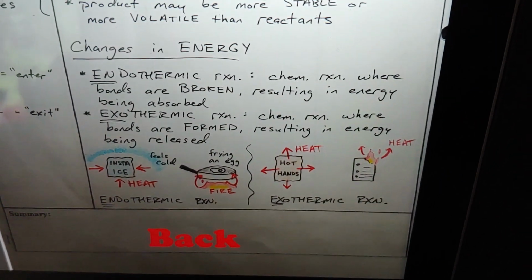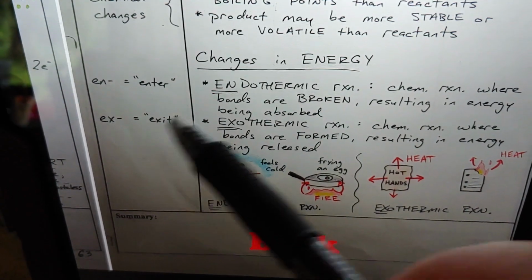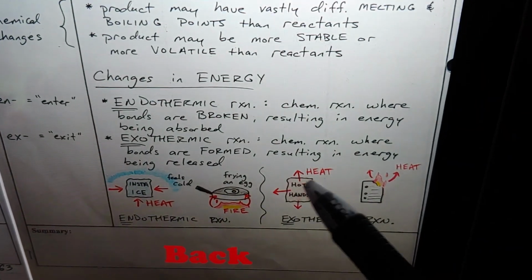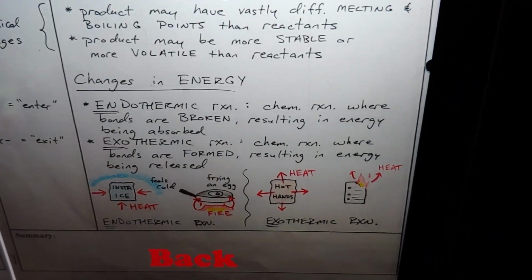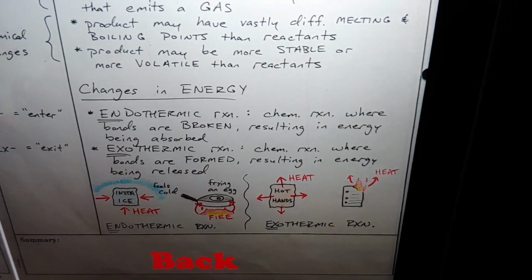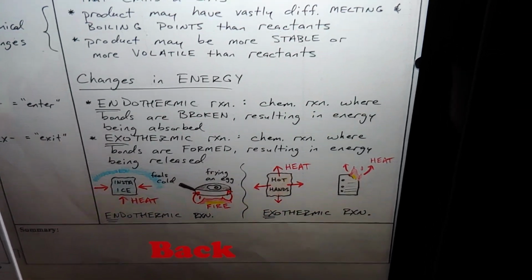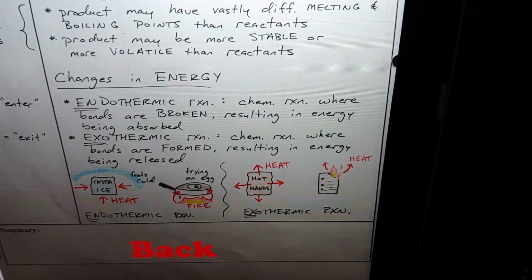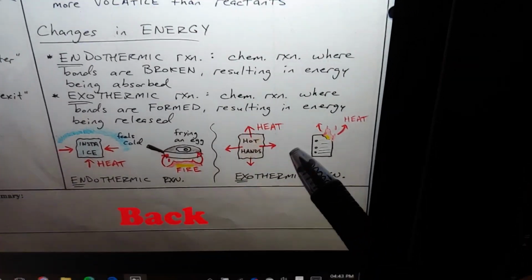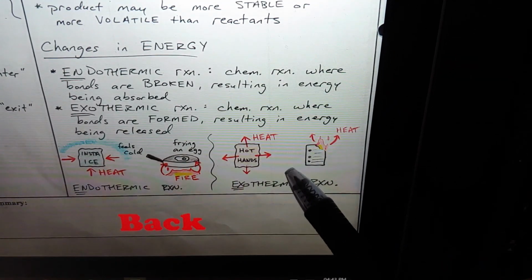Now, exothermic is the opposite. Exo means exit. Energy is leaving. So look at the instant hot pack. We did that one too in our lab. We opened the hot pack and it had this white powder. We mixed it around, and when you touch the bottom of the beaker, your hand felt hot because it's a chemical reaction that's releasing heat.